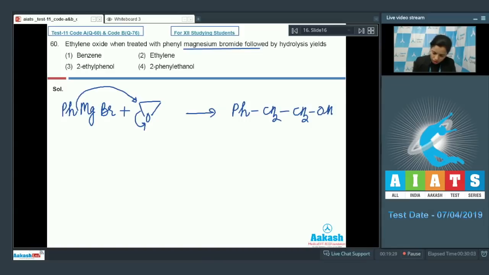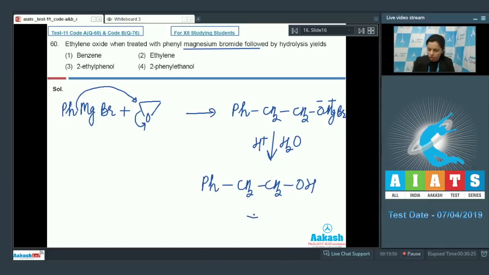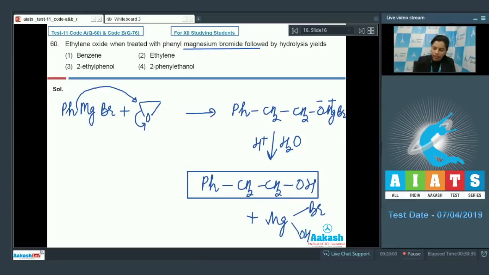the complex this way. Now further, hydrolysis is done, and that results in the formation of an alcohol. Along with that, MgBrOH is released. So what is the product that you are going to obtain in this case? That is 2-phenyl ethanol, and 2-phenyl ethanol is given here in option 4. That's why you choose it as your correct answer.